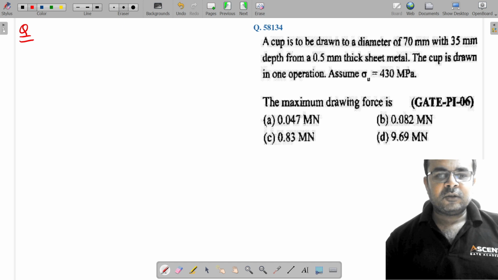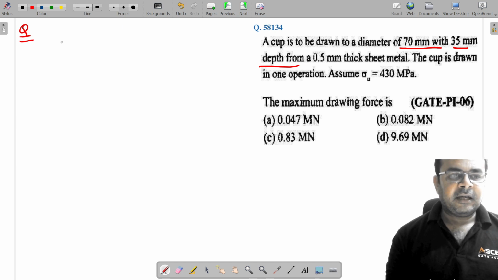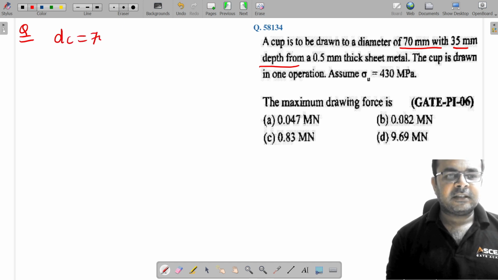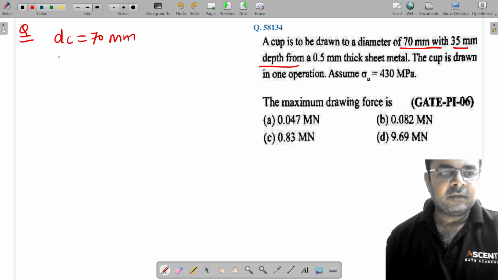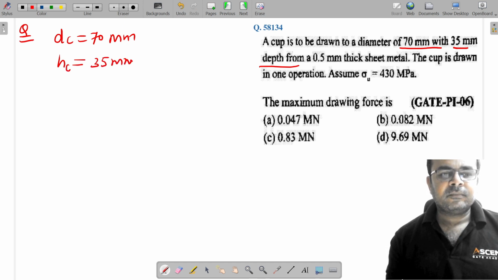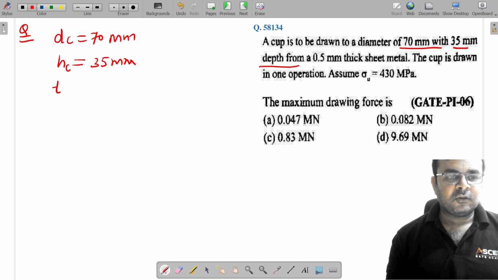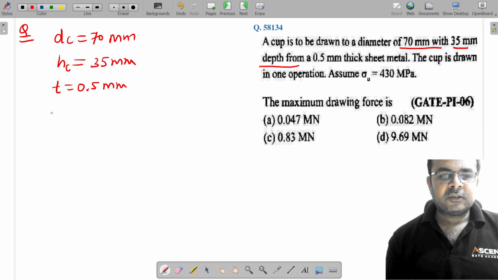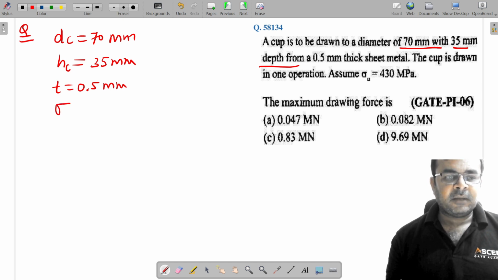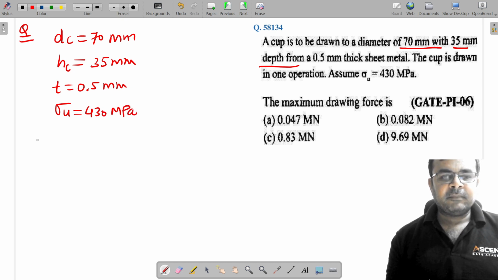A cup is to be drawn to a diameter of 70 mm with 35 mm depth. So the diameter of the cup is given, that is 70 mm, and the height of the cup is also given here. This is 35 mm. That's from a 0.5 mm thick sheet. Thickness is also given here, that is 0.5 mm. The cup is drawn in one operation, assuming sigma u is equal to 430 megapascal. The maximum drawing force.